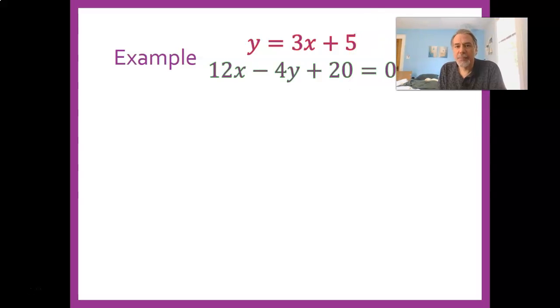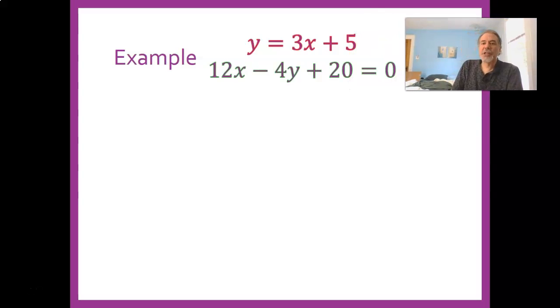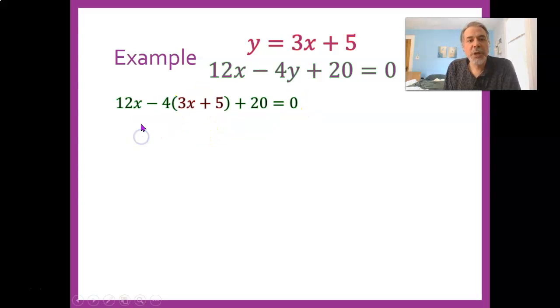Okay, how about this example? y equals 3x plus 5 and 12x minus 4y plus 20 equals 0. Again, one of these is already solved for y, so we're all ready to make our substitution. Okay, 3x plus 5, you go in for y. And when that happens, the second equation becomes 12x minus 4 times 3x plus 5 plus 20 equals 0.